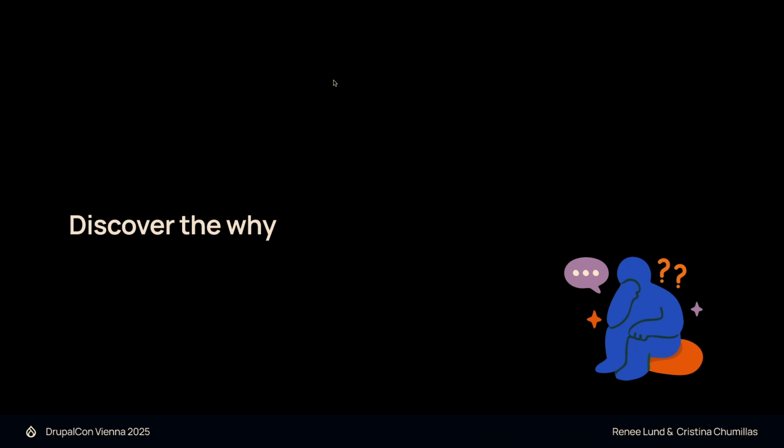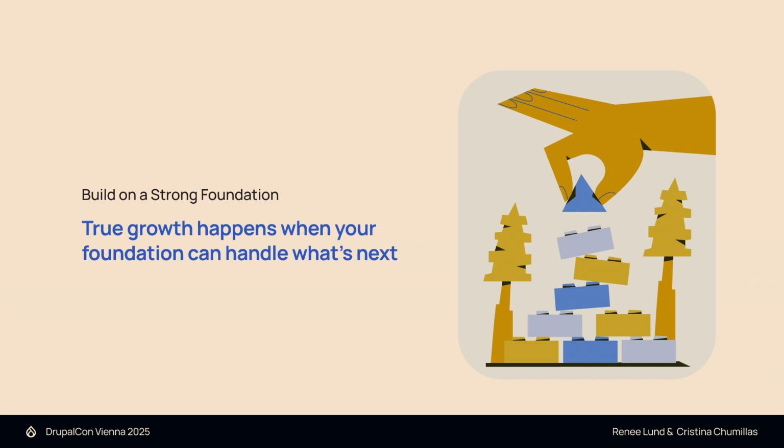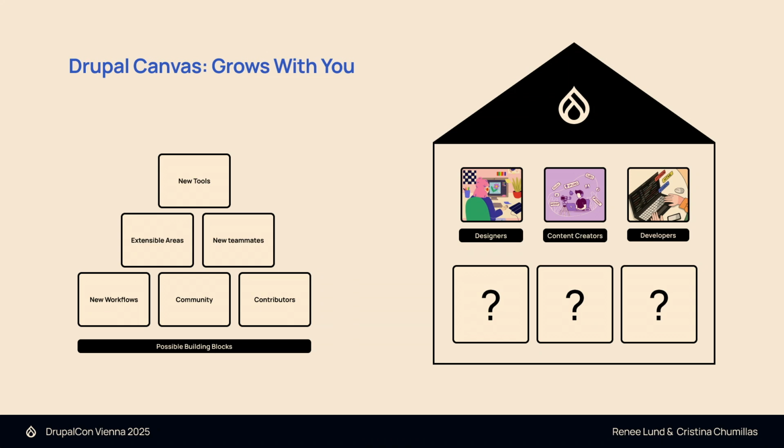Okay, so we're discovering the why. Let's discover why we built Canvas this way. We needed to ensure that we had a strong foundation. Growth is exciting, but without a solid foundation, it can get super messy. Drupal Canvas was designed to prevent that. It lets your platform evolve and expand without disrupting what already works. Everything you'll see today ties back to that core principle. Here is the Drupal Canvas house that can grow and scale with you and your team. It's meant to take those building blocks, plug and play, and the house is going to keep evolving with you.